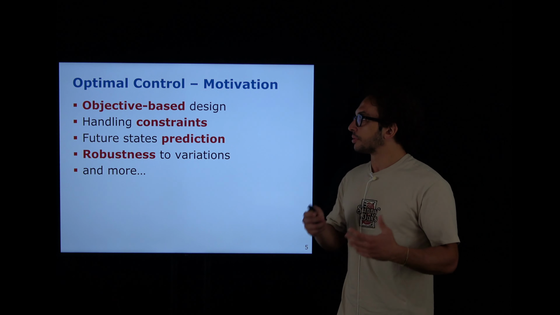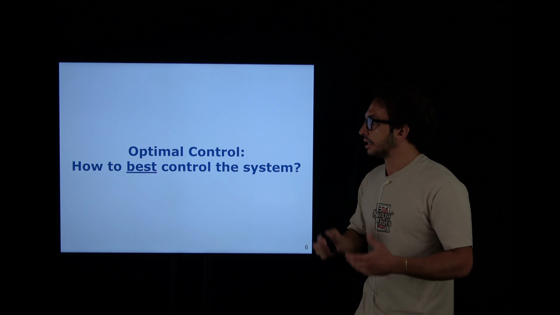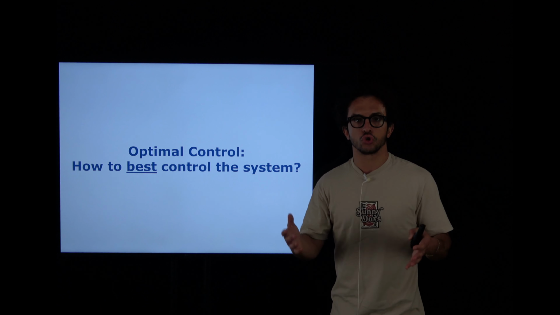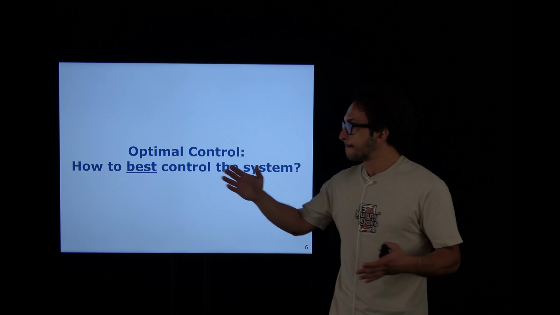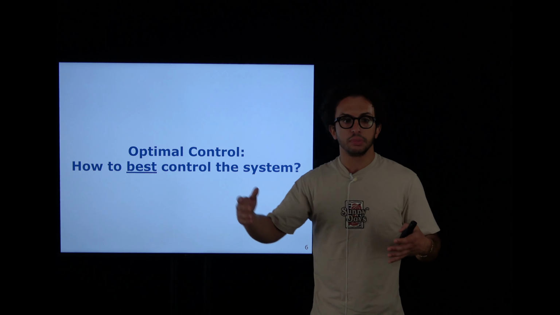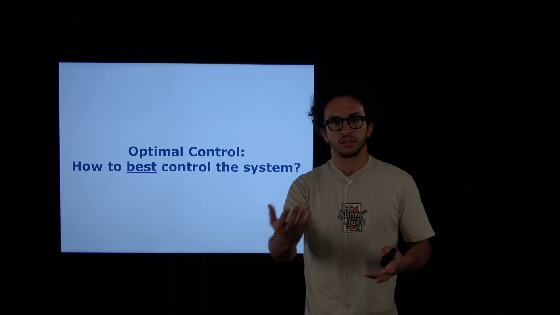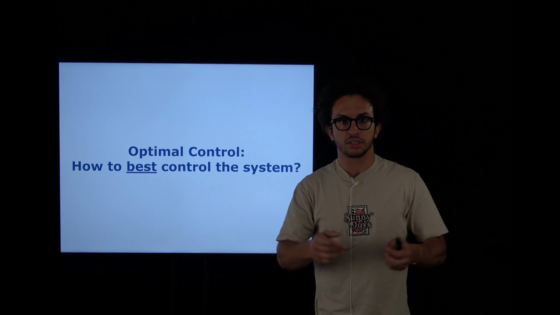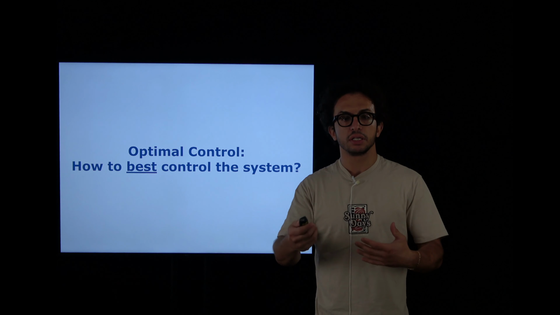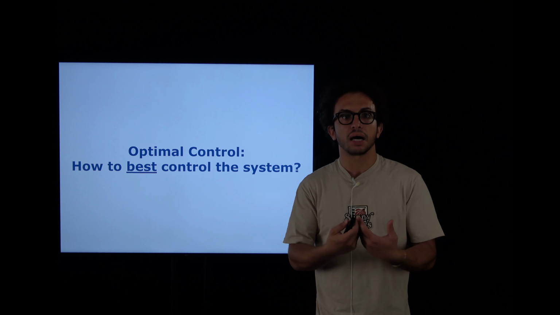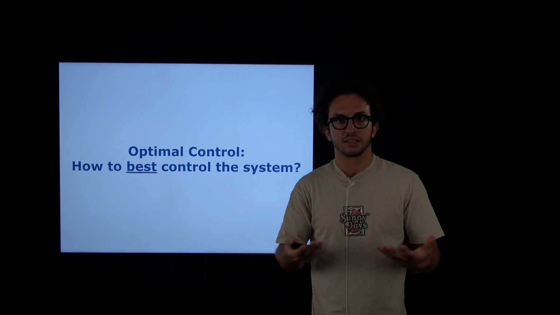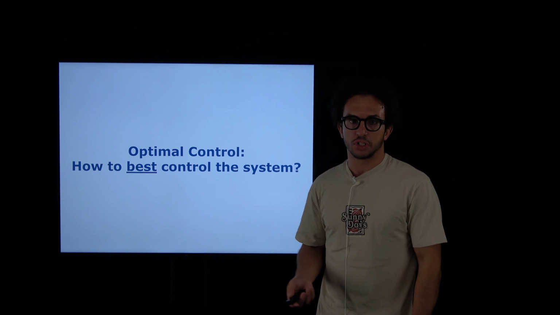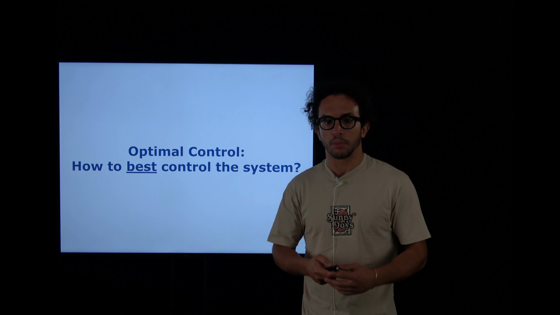So basically, optimal control tries to answer the question of how to best control the system. And by best, we mean something we have to specify in the cost function. So we have an idea of what best means for us, and we want to achieve that, to maximize this goodness for the system by solving an optimization problem, an optimal control problem.